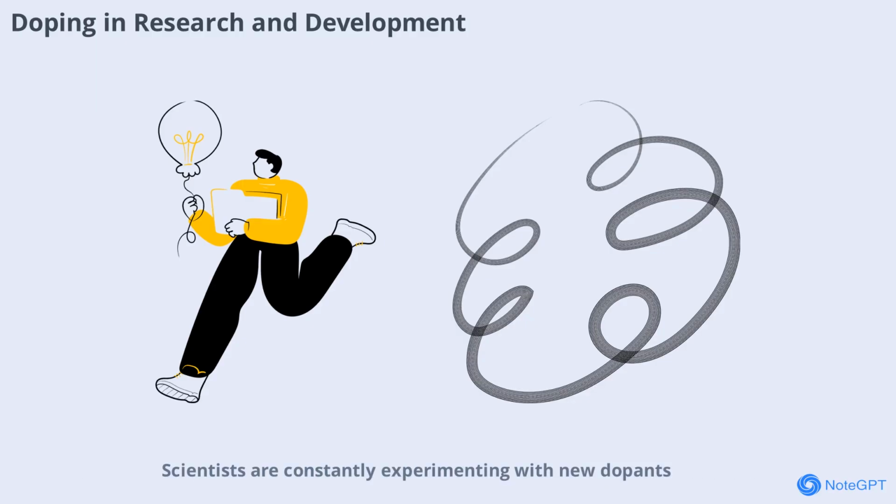Doping is not just important in manufacturing, it's also a key area of research. Scientists are constantly experimenting with new dopants and doping techniques to improve device performance. Research in this area has led to breakthroughs in fields like quantum computing, flexible electronics, and high-efficiency solar cells, pushing the boundaries of what's possible with semiconductors.